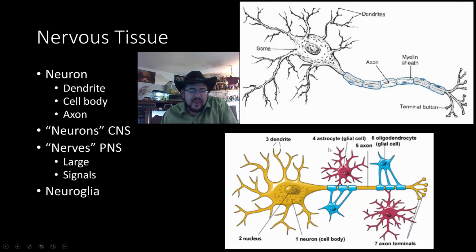Neuroglial cells, they do not carry impulses. They don't carry those signals through the brain and the spinal cord out to the body, or from the body to the spinal cord and the brain. They're not carrying signals. They're not carrying information. They're accessory cells. They support the nervous cells, and they nourish the nervous cells.